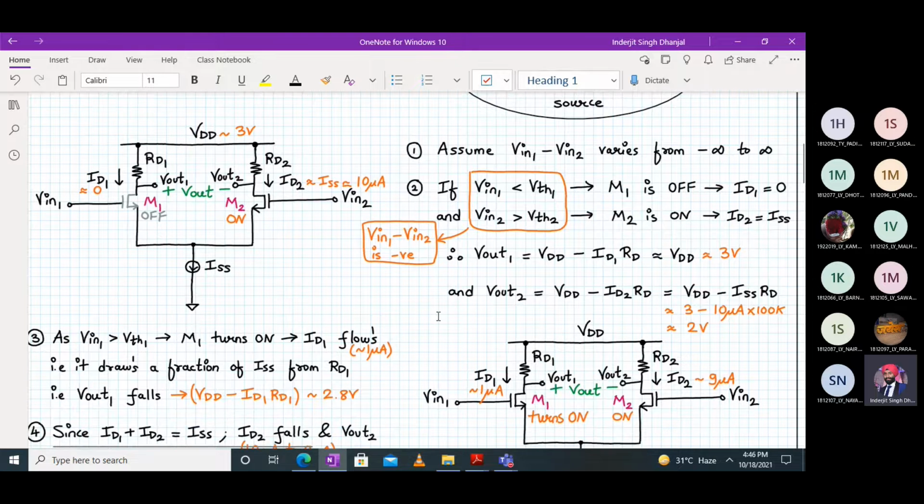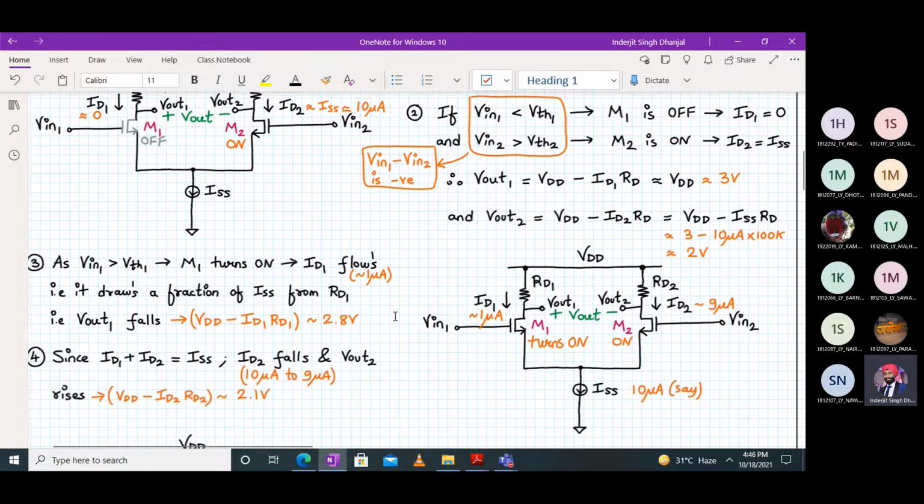Next, Vout2. Vout2 is again equal to VDD minus ID2 RD. This time my ID2 value is 10 microamperes, so 10 microamperes into RD. RD is how much? 100K. You can put these values into your calculator. You will get Vout2 as 2 volt. So right now the situation is that Vout1 is 3 volt and Vout2 is 2 volt. Now let's proceed ahead.